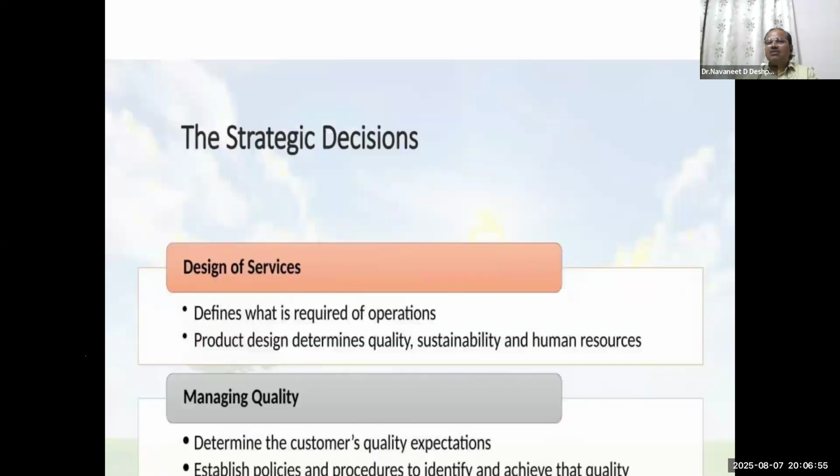Then comes the next stage of our understanding, the strategic decisions. So how to have goodwill in the market, how we can prove that our hospital is better than the rest of them. It requires a long-term, well-chalked out strategy, which tells us that our designs are the most efficient ones, our hospitals are the most elegant ones, and they are the ones who are going to provide us better optimum service. So designing of services defines what is required of operations, and product design determines the quality, sustainability, and human resources put together at the same time.